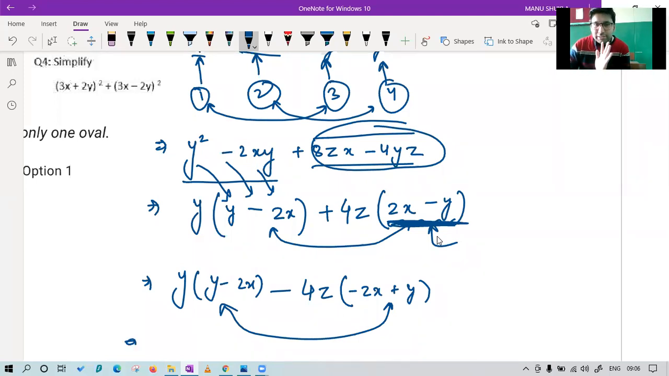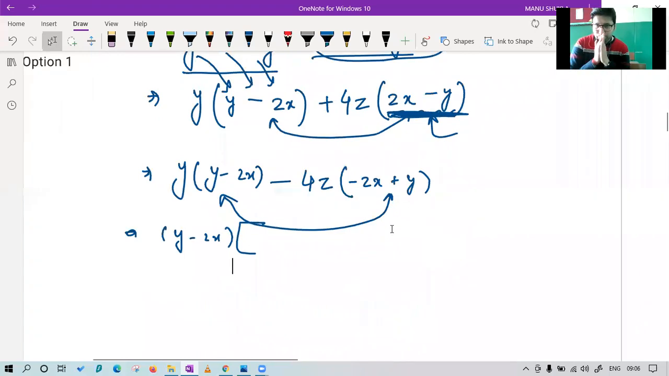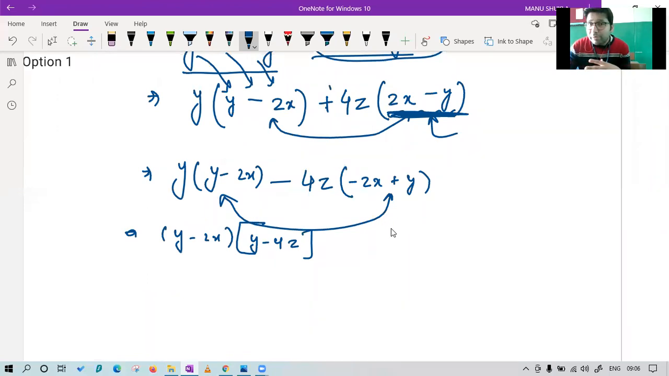So the answer is take common y minus 2x. What is left inside now? If I take common y minus 2x, what is left inside is y minus 4z. This question was quite interesting because here we had to take something common and then realize this thing also. Many people realize this in the first step only, like Ananya did. She was able to see that if we take negative 4z common, we will get the answer in the next step only. So you also can see a little bit into the future and then move forward.